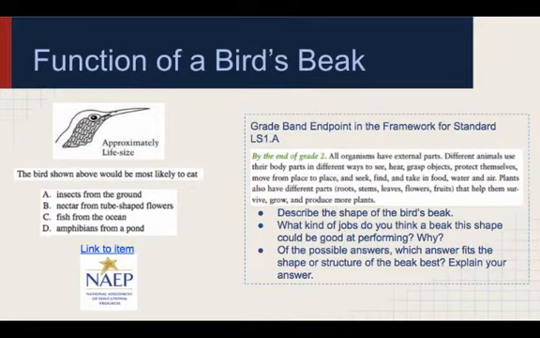The bird shown above would be most likely to eat A. Insects from the ground, B. Nectar from tube-shaped flowers, C. Fish from the ocean, or D. Amphibians from a pond. This question asks students to assess the shape of the bird's beak and match it with one of the functional options listed. This could be used as an introduction to a physical traits investigation. How are different birds' beaks shaped? How is this related to their habitats and habits?